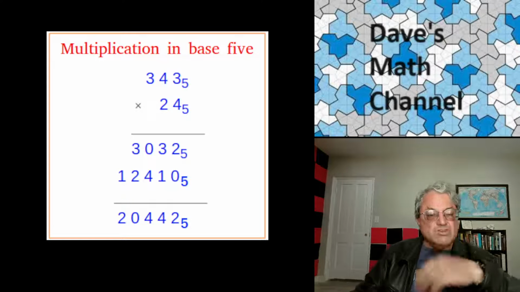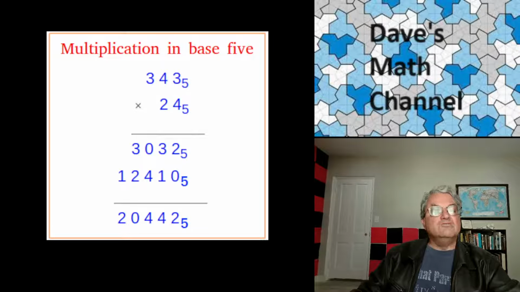But let's just remember how we learned how to do shift and add multiplication. So we do the same thing in base 5 as we learn how to do in base 10. So I'm not going through every step, but you know what to do. You multiply 343 times 4.